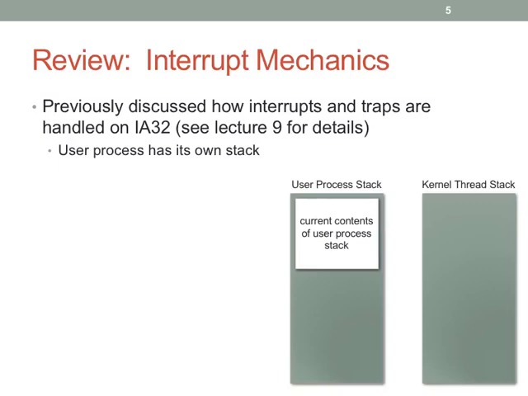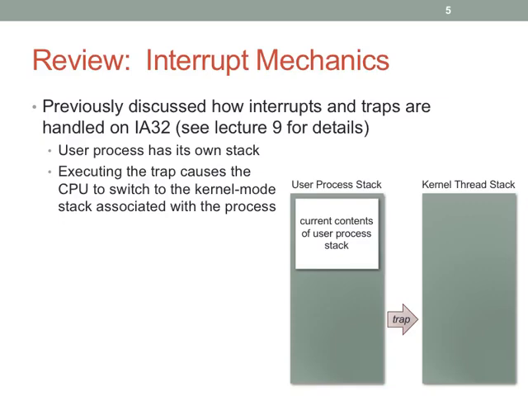Okay, so how are interrupts and traps handled? I think this was probably a lecture where I was gone. But basically, the user process has a stack. The kernel has a stack as well because it's in a different protection ring. And so you have whatever's on the stack currently, and then it executes a trap. And so we switch stacks.